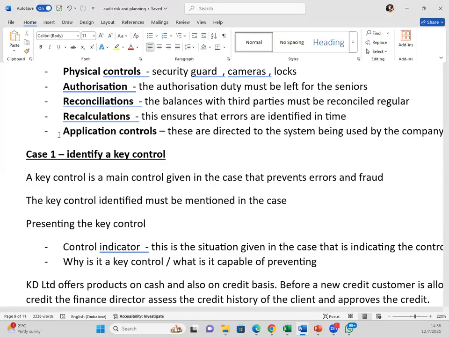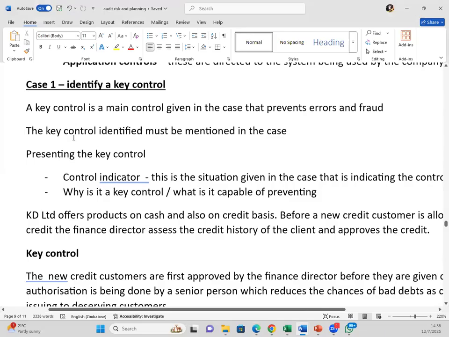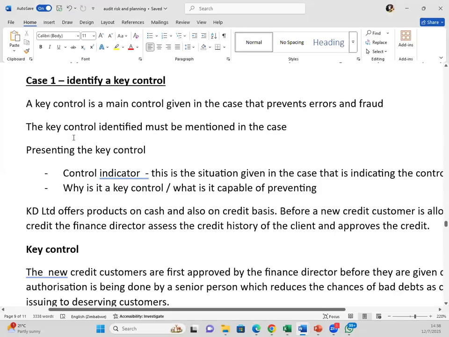The key control identified must be mentioned in the case. This one is now case specific. We want a key control mentioned in the case. So we need the indicator. Why is it a key control? What is it capable of preventing? So let's go and read the question and figure out which one is a key control.